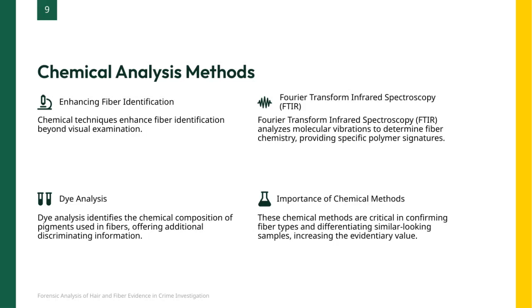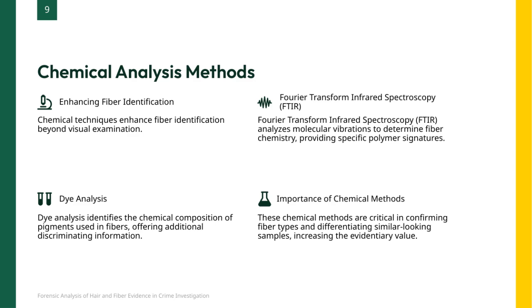When it comes to fiber identification, chemical analysis methods play a crucial role in going beyond what we can see with the naked eye. One powerful tool is Fourier transform infrared spectroscopy, or FTIR. This technique examines the molecular vibrations within a fiber, allowing us to determine its chemical makeup and identifies specific polymer signatures unique to different fibers.